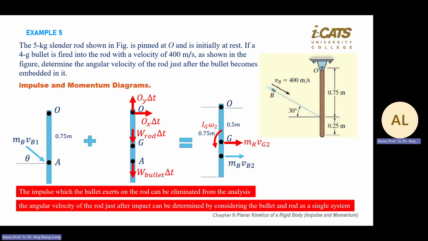Mass is given 4 gram. You need to calculate the angular velocity, omega, of the rod just after the bullet becomes embedded in it. The word embedded here means your mass goes inside. So the rod is 5 kilogram. The bullet is 4 grams. So actually the mass of the bullet can be ignored, or you can put in 5.004. But when you multiply, you won't see the effect. Very, very minor.